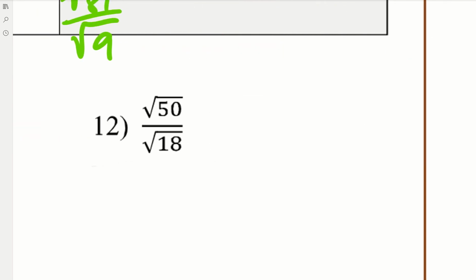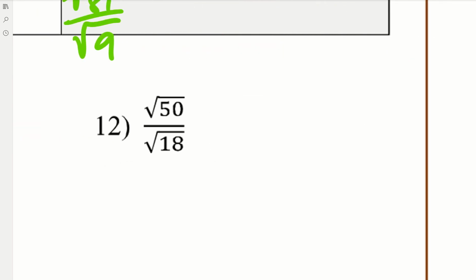So square root of 50 over square root of 18. Listen, there are a bunch of ways you could approach this. For me, I want to simplify any fractions first. If your teacher does it differently, then that is completely fine. But I'm going to write it under one radical. That way it's easier for me to see that this simplifies.